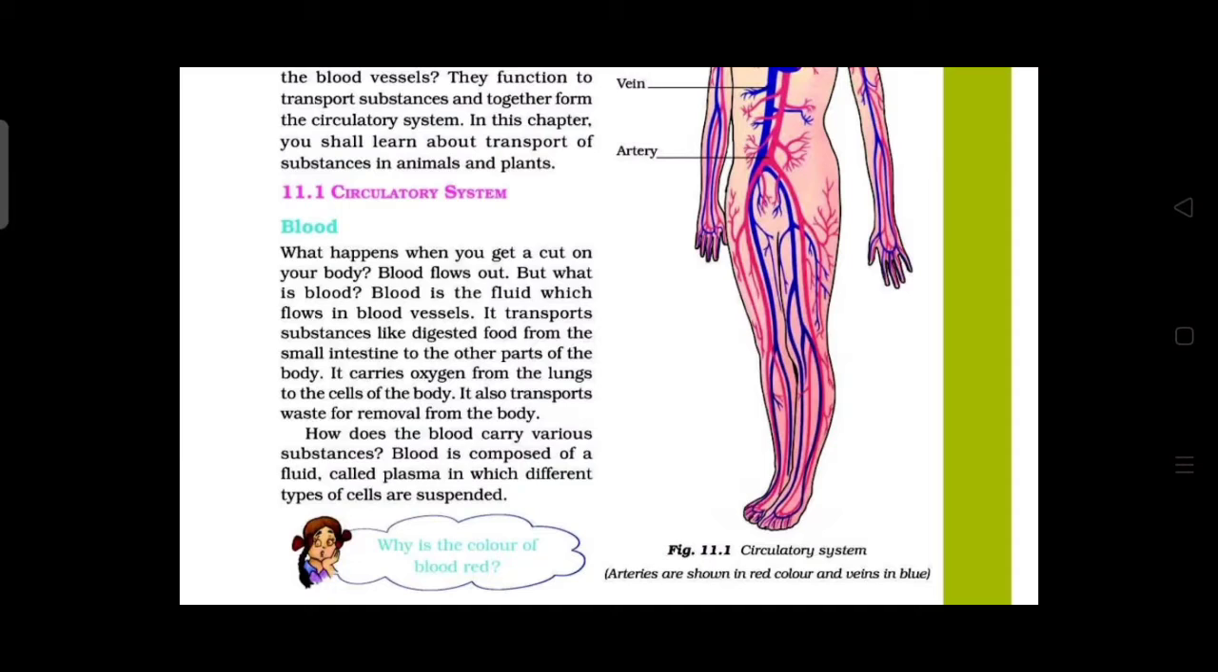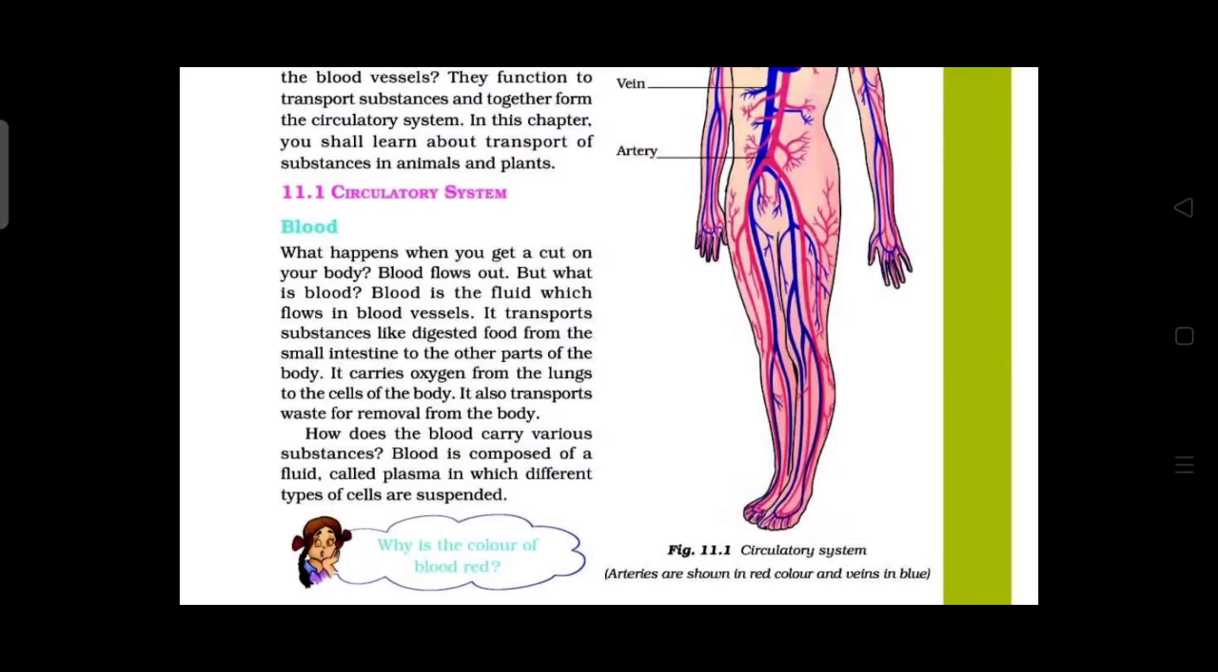It carries oxygen from the lungs to the cells of the body. We are breathing, so it carries oxygen from the lungs to the cells of the body. It also transports waste for removal from the body.